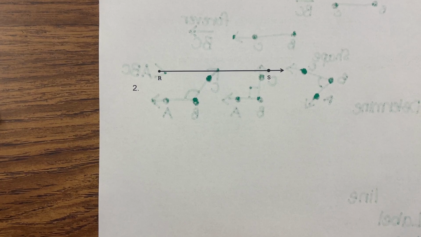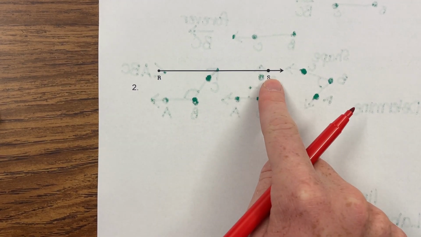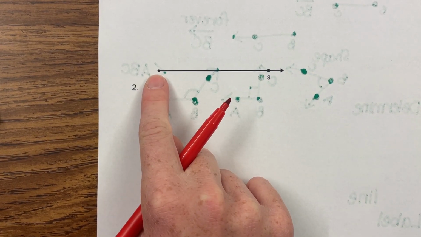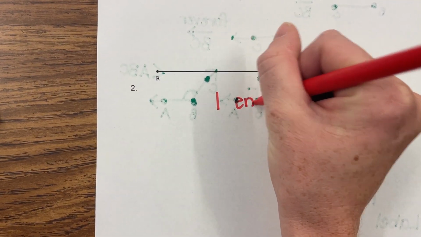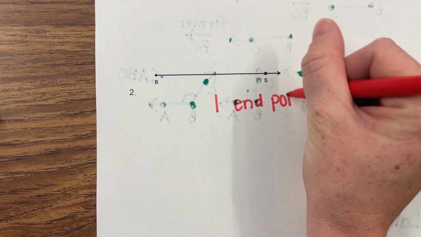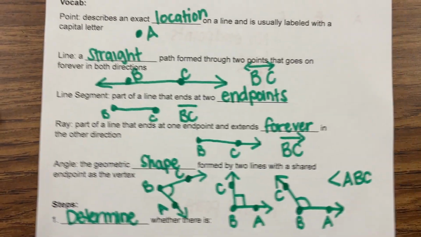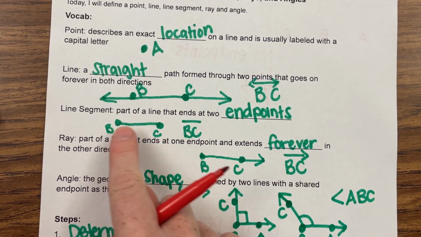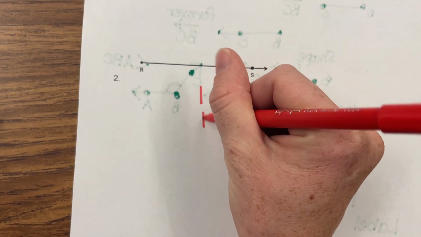Our second problem has a point here, R, and a point here, S. It continues off in only one direction. There's an endpoint, so I'm going to say that it has one endpoint. So now I'm going to go back to my vocabulary and see which one has one endpoint. This is just a point. This goes off in both directions. This has 2 endpoints. This one right here has 1 endpoint. That's called a ray. So we're going to label that it is a ray.